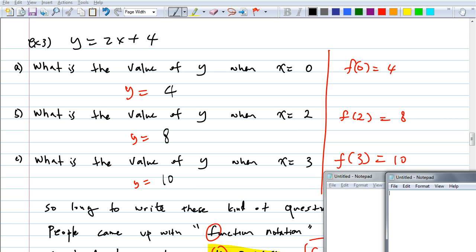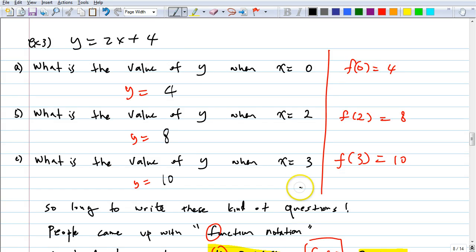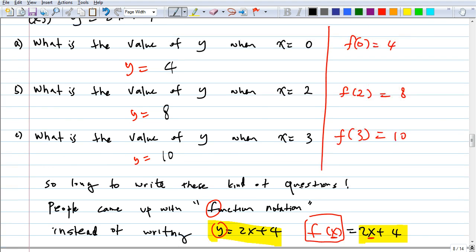Is this easy or hard? Let me ask you this. What is the value of y when x equals x? How would you write that? What is the value of y when x equals x? Yeah, f of x, exactly. And we know what f of x is, right? What was f of x?